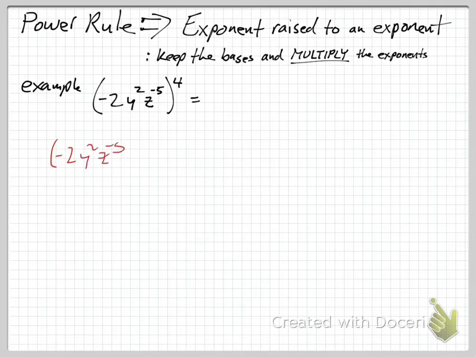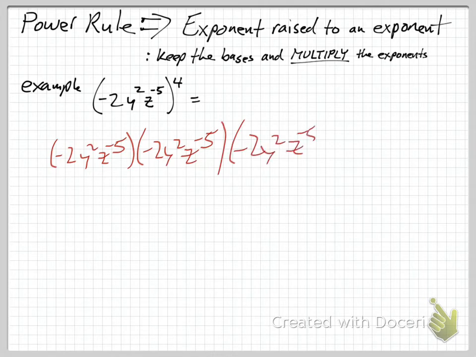Z to the negative fifth times negative 2y squared z to the negative fifth, plus negative 2y times y squared z to the negative fifth. That's 3 times, one more time. Yuck. Man, that is awful. And so what I do is add the exponents. I add this, and this, and this, and this, and I get 8. And I want to cry.